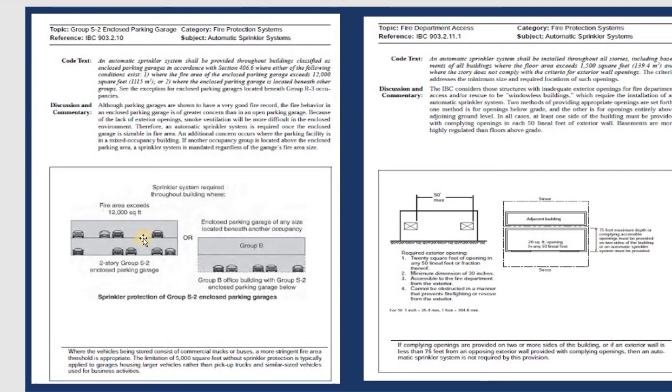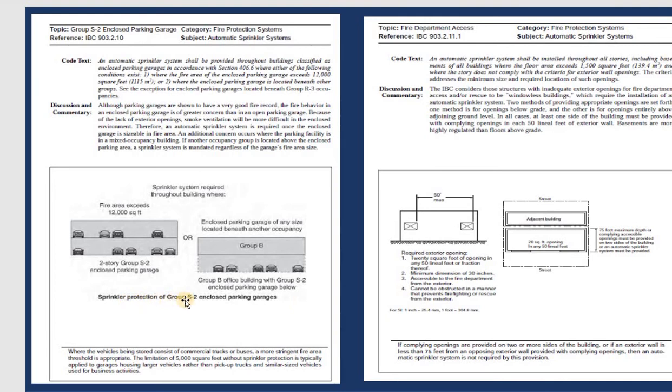If you have a parking structure with a 2-level story for S2, that means storage, and then a closed parking garage, and the fire area exceeds 1,200 square feet, the sprinkler system is required. And if we have Group B on the top for the office, and beneath that we have the parking garage structure located under other occupancies, we need the sprinkler system.